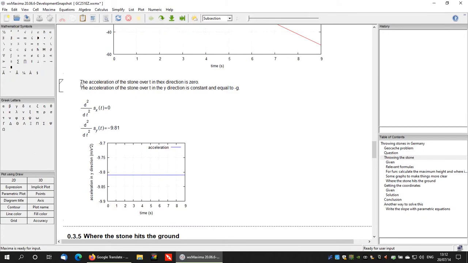Acceleration of the stone over t in the x direction is 0, and acceleration of the stone in the y direction is constant and equal to minus g. So if you graph that out, second derivative in the y and x directions. And I see I need a space here.